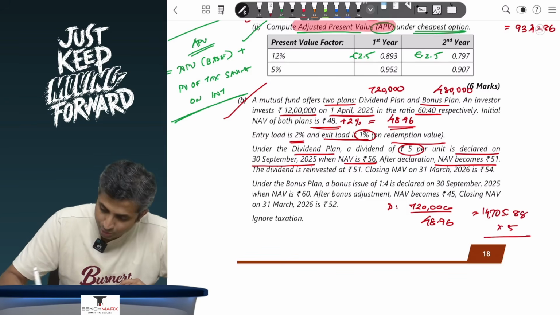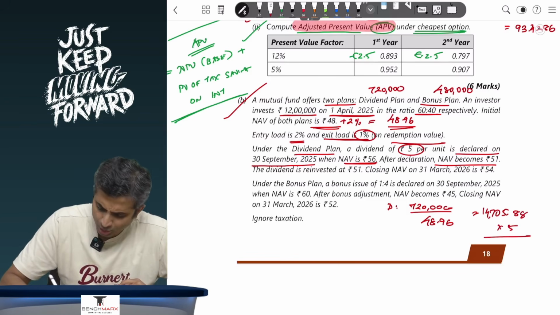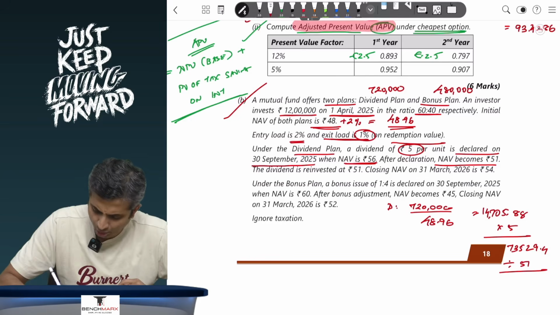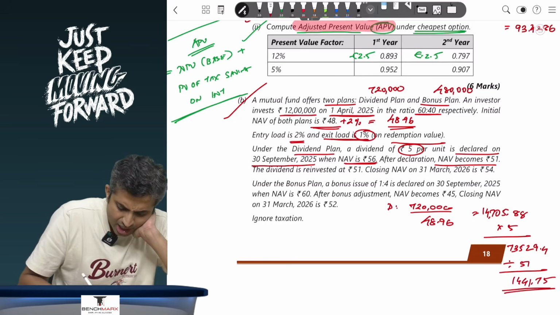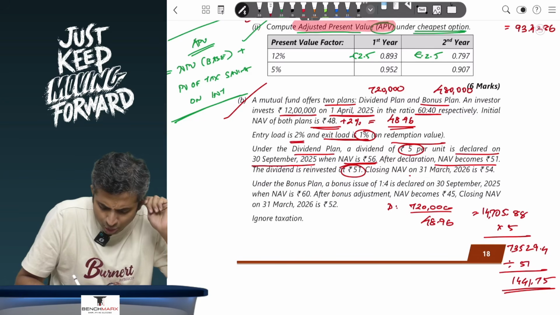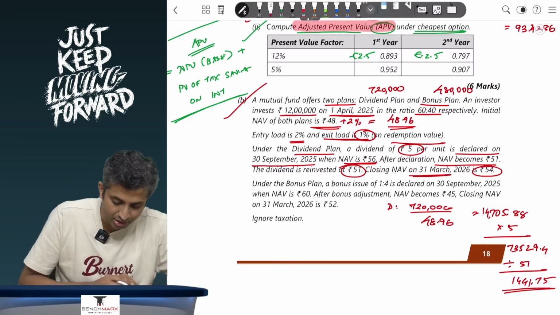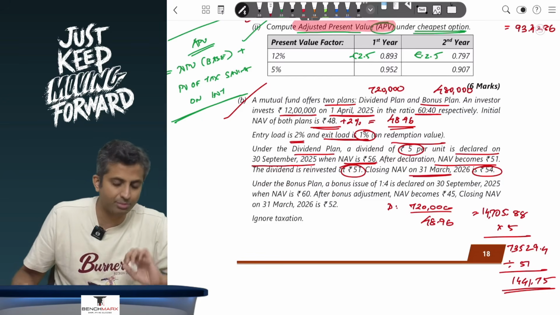Every unit gets 5 rupees, so 14,705.88 into 5 will come to around 73,529.4 of dividend, divided by 51 NAV, and hence this is around 1441.75 additional units if you want to calculate. We have a detailed solution as well. Dividend is reinvested at 51 and the closing NAV on 31st March 26 is around 54. So this can help you in calculating the returns. But when you calculate the returns, if you have sold the units, you will have to even pay exit load.